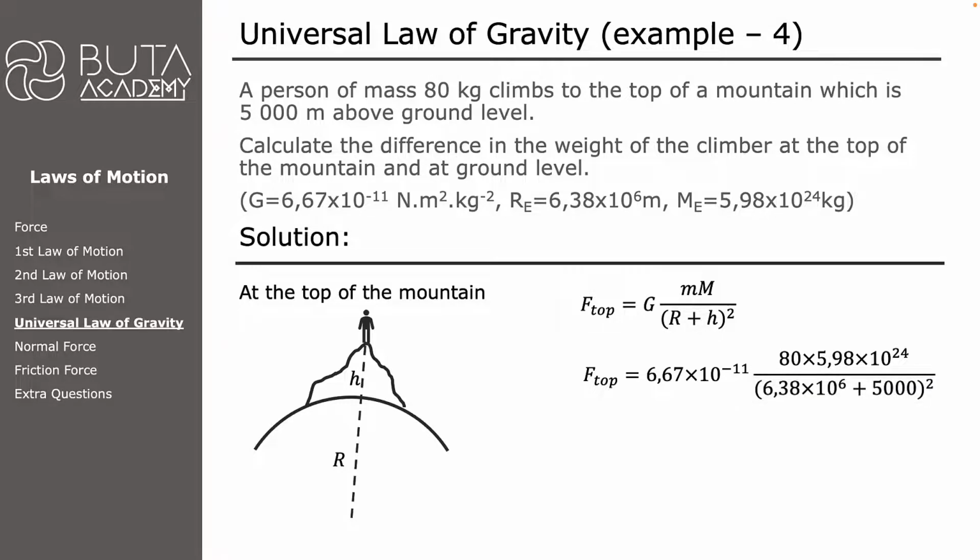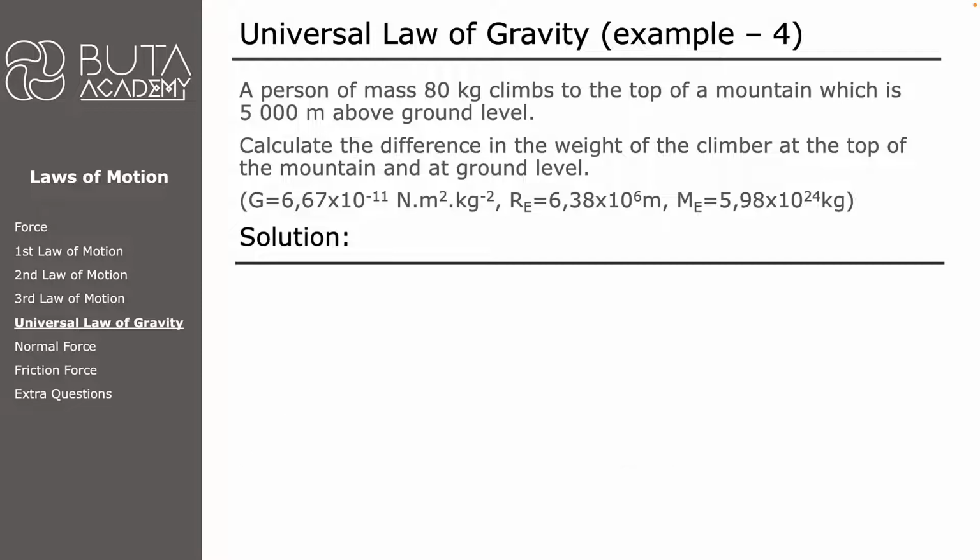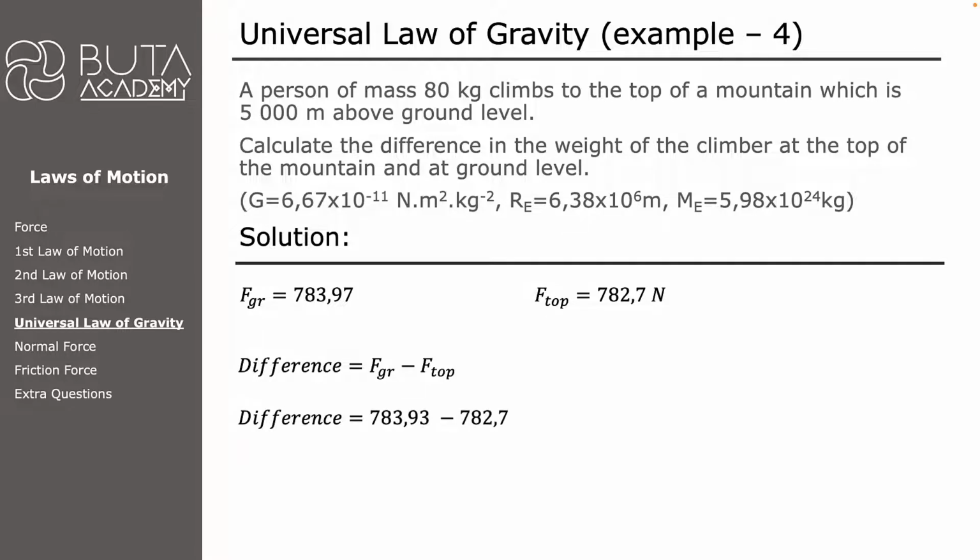Weight of the climber at the top of the mountain is 782.7 newtons. Let's recall the values of weights. Weight on the ground is 783.97 newtons and weight at the top of the mountain is 782.7 newtons. The task was to calculate the difference of these weights. 783.97 minus 782.7 is equal to 1.23 newtons.